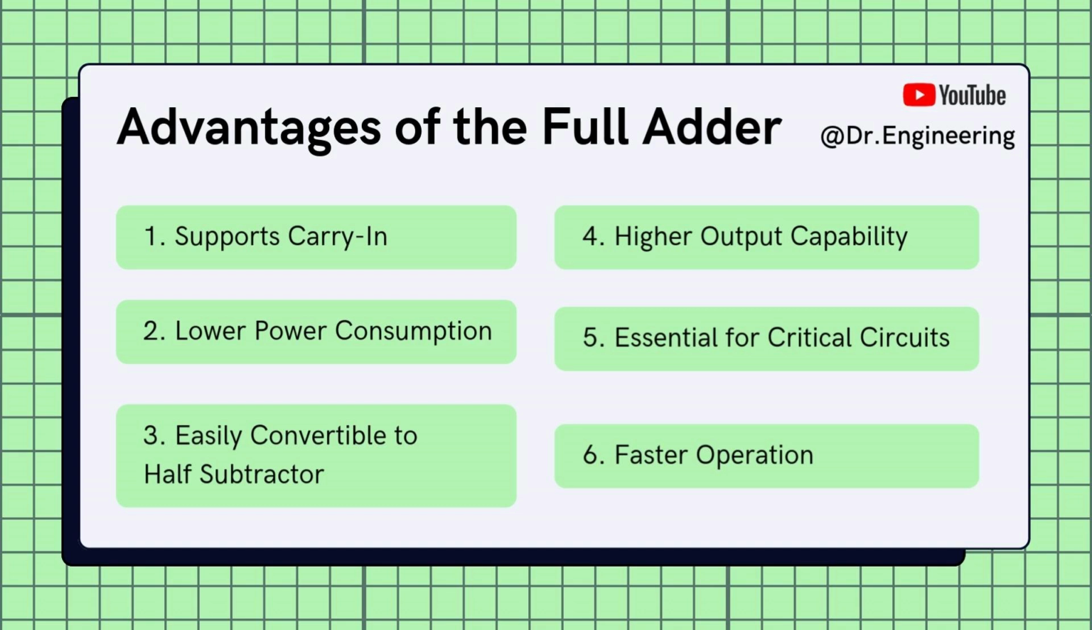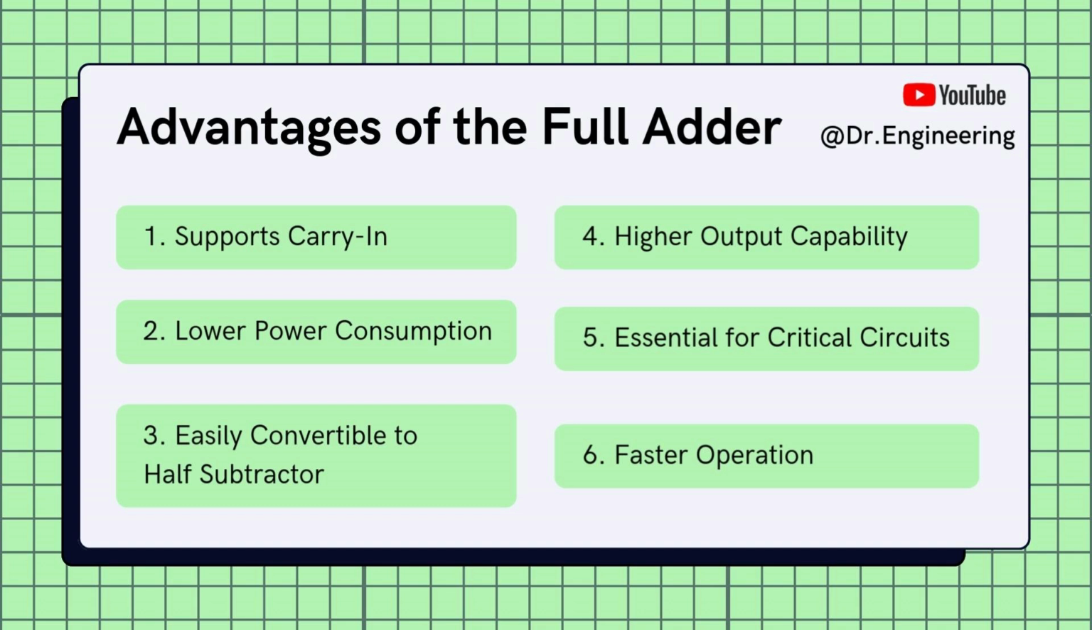1. Supports carry in. Unlike the half adder, the full adder can add a carry input from the previous stage, allowing it to perform multi-bit binary addition. 2. Lower power consumption. Surprisingly, the full adder consumes less power than the half adder, making it more efficient in energy-sensitive applications. 3. Easily convertible to half subtractor. With just the addition of a NOT gate, the full adder can also be turned into a half subtractor, giving it more flexibility in digital circuits.